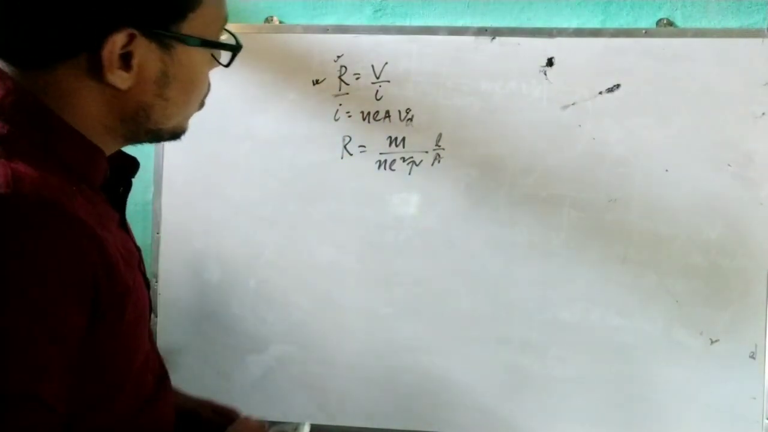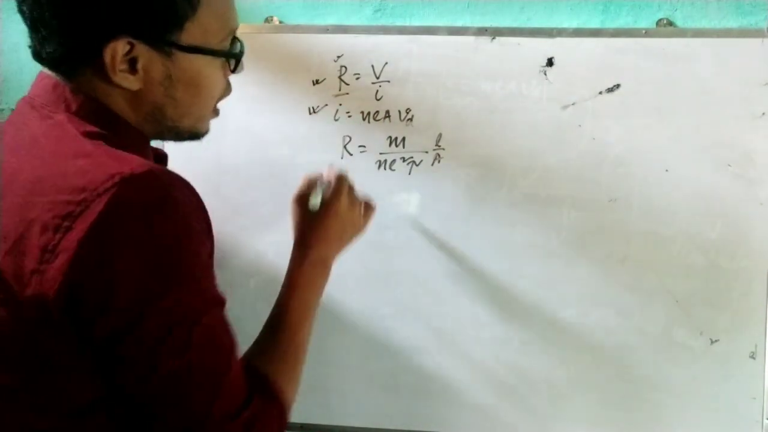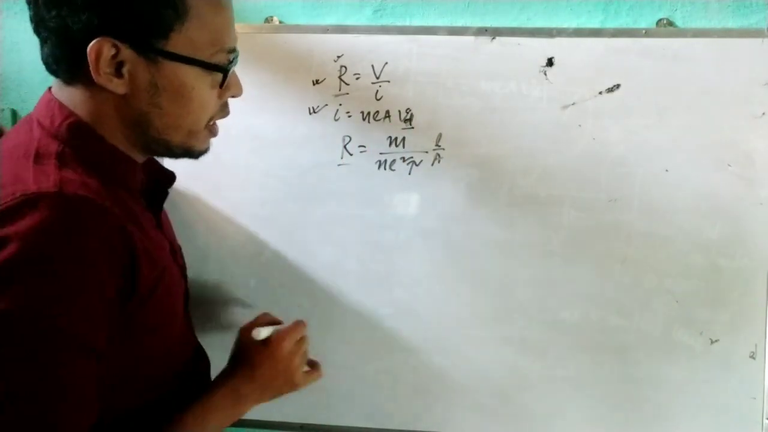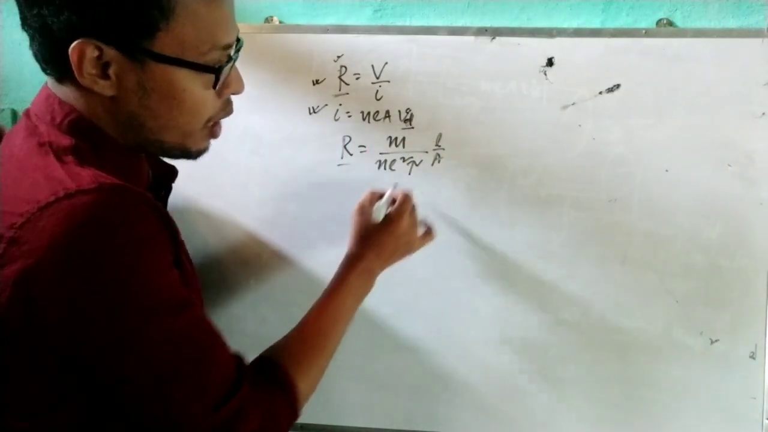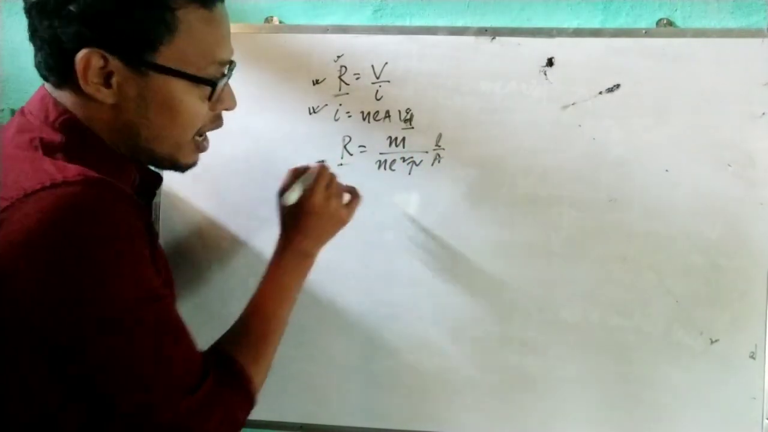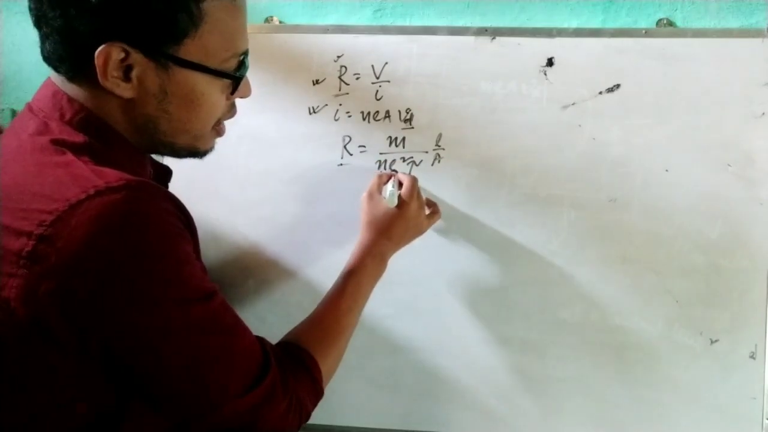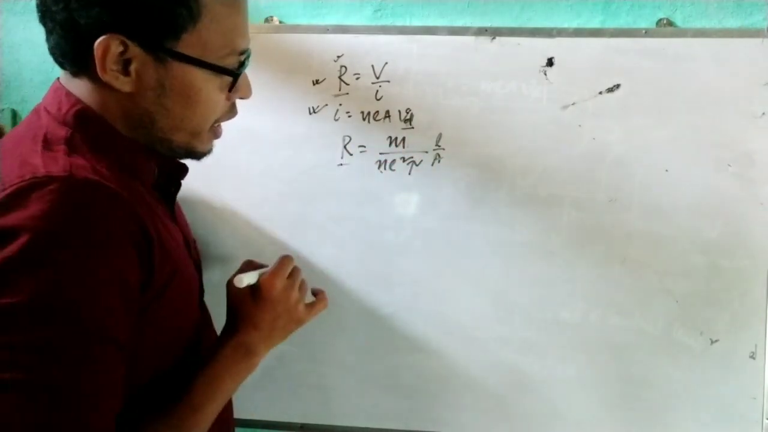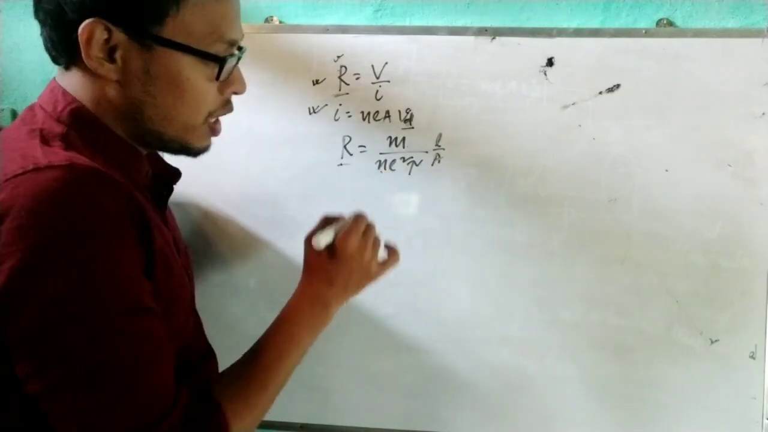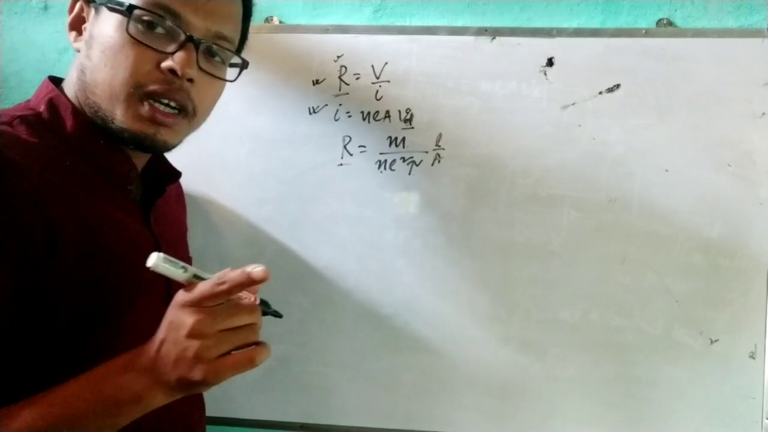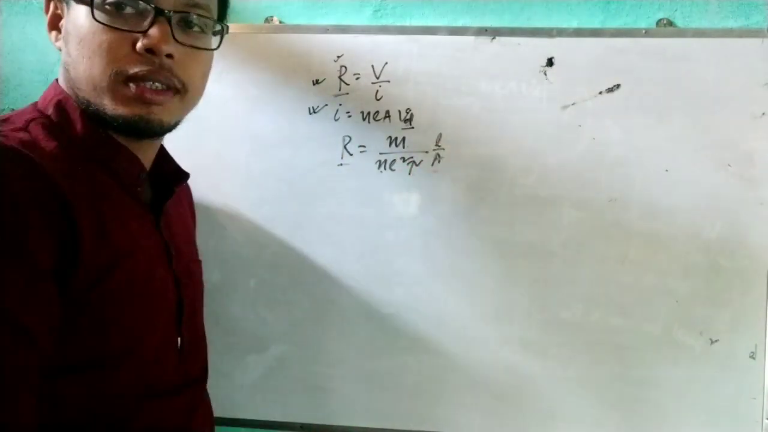Okay. Now we read the formula I equals neAVd, and R equals m by n e square tau into L by A. Look, this R depends on m, the mass of the electron, n, the number of electrons, e, the charge of an electron, tau, the average relaxation time, L, the length of the conductor, and A, the area of cross section. Okay.